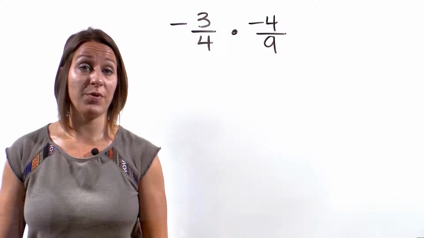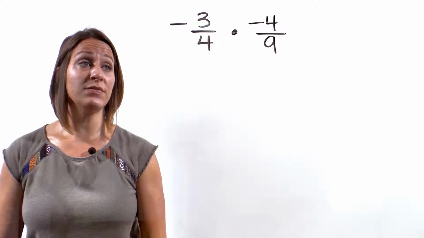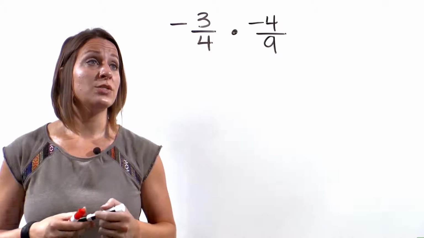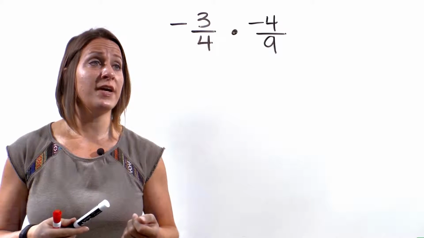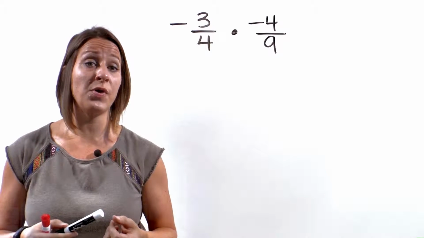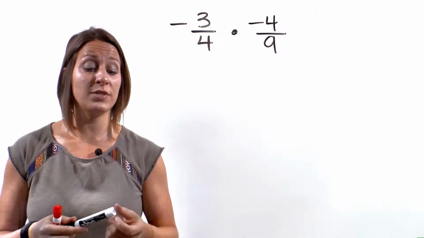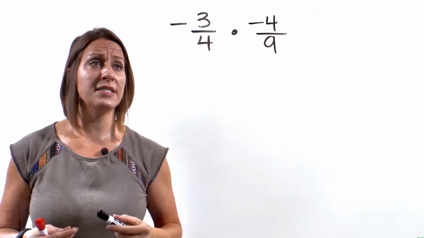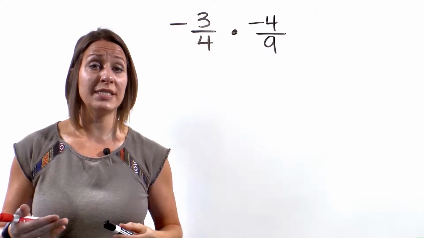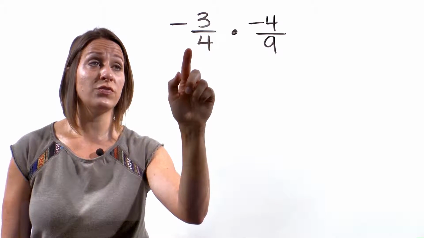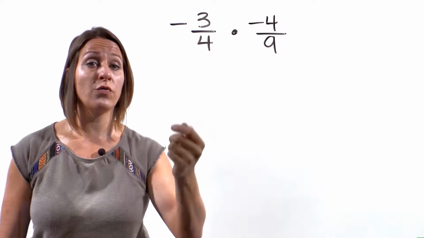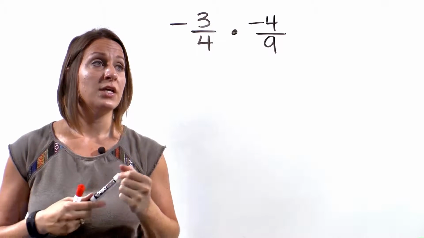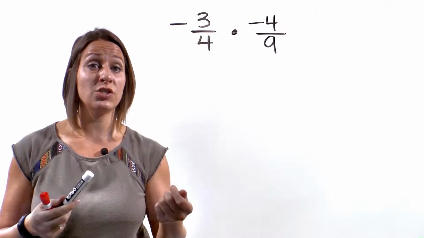Okay, let's try another example. We have the fraction -3/4 times -4/9. We could simplify this before we multiply, but for this example, I'm going to multiply first, and then we'll simplify. When you have a negative fraction, like both of these, the negative symbol usually just sticks with the numerator. So we'll consider this first fraction a -3 over a +4, and then a -4 over a +9. So before we can simplify, let's just go ahead and multiply.